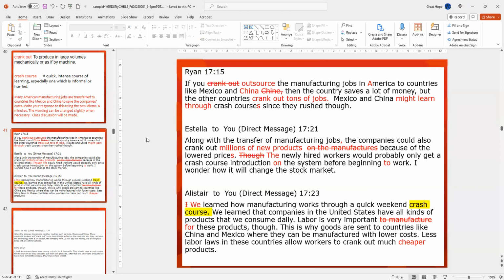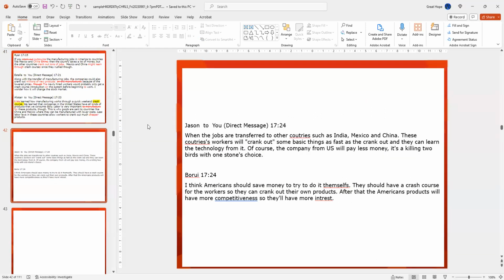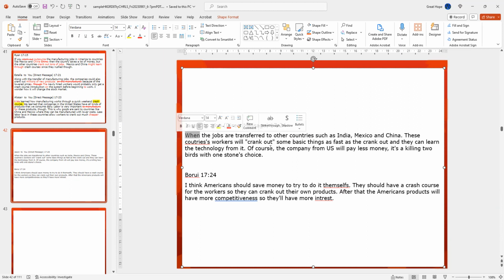Now let's see. You have others. So let's do this one by Jason. "When the jobs are transferred to another country, not culture, right? Now other countries such as India, Mexico, and China." Remember, Jason, when you have "when", that means there's a clause. You must have the second half of the clause. You can't just say when something happened without the main clause. That's wrong. All right, Jason?